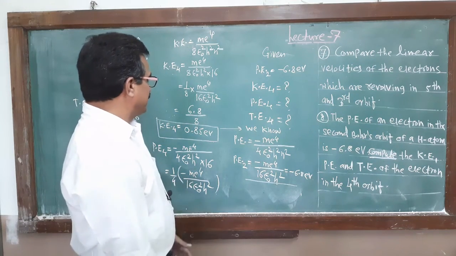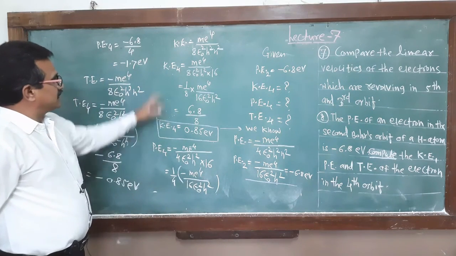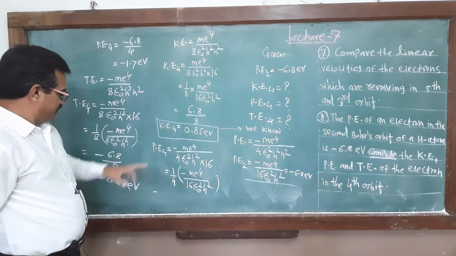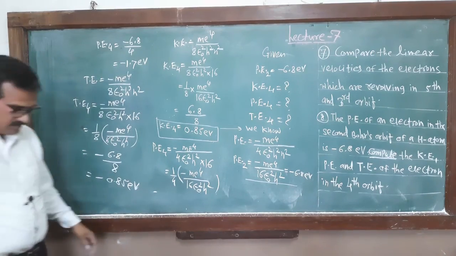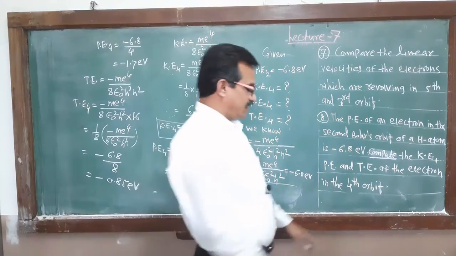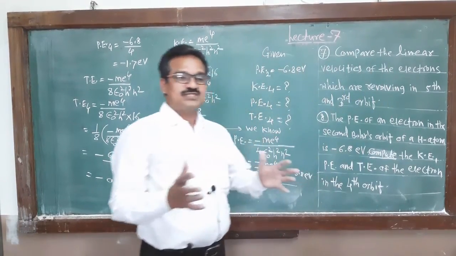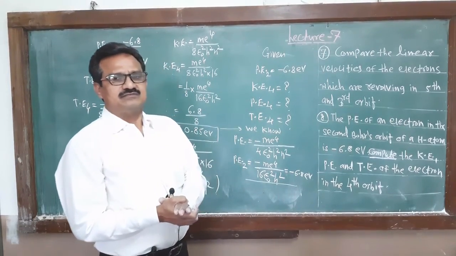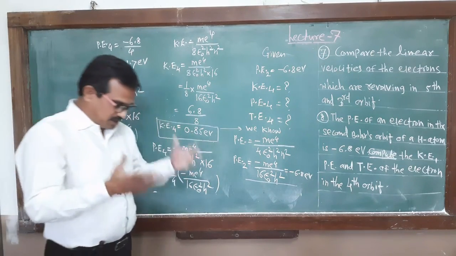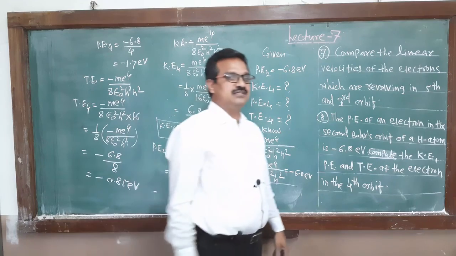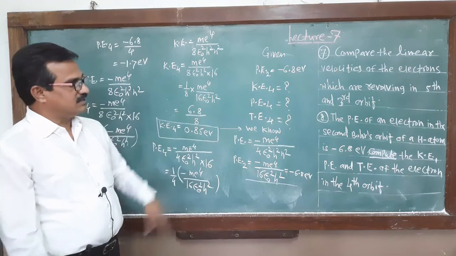In this way, from the potential energy in the second orbit, we find the kinetic energy in the fourth orbit, the potential energy in the fourth orbit, and the total energy in the fourth orbit. Today we saw the problems on Bohr's theory or Bohr's postulates. The expressions for kinetic energy, potential energy, total energy, and radius of the nth orbit are all considered here.